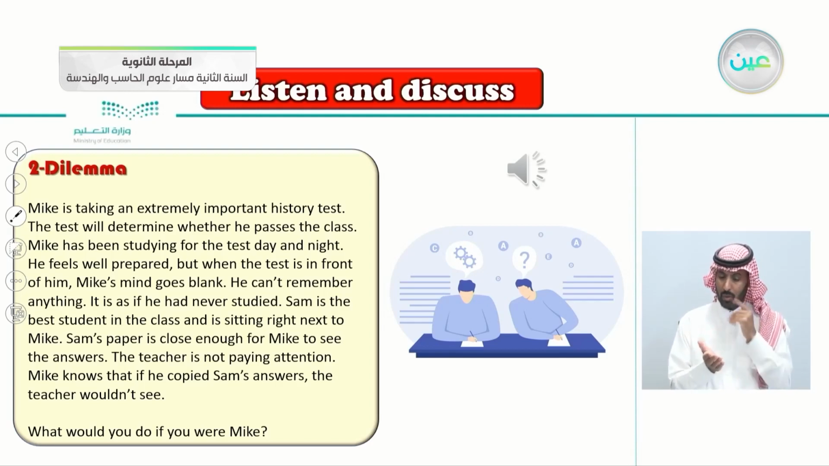Sam is the best student in the class and is sitting right next to Mike. Sam's paper is close enough for Mike to see the answers. The teacher is not paying attention. Mike knows that if he copied Sam's answers, the teacher wouldn't see. What would you do if you were Mike?